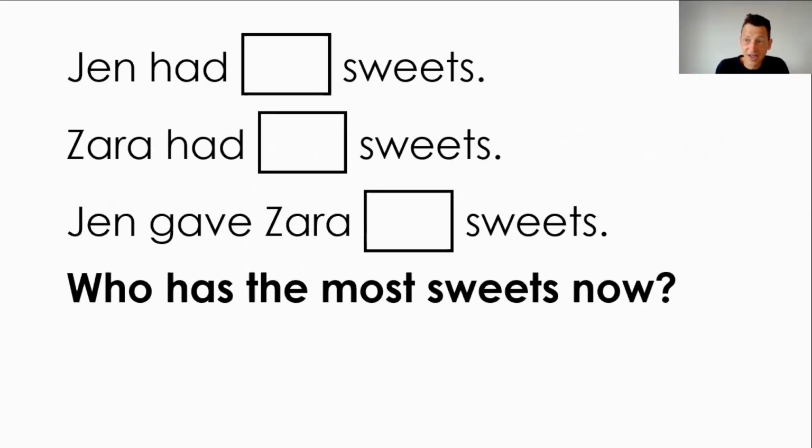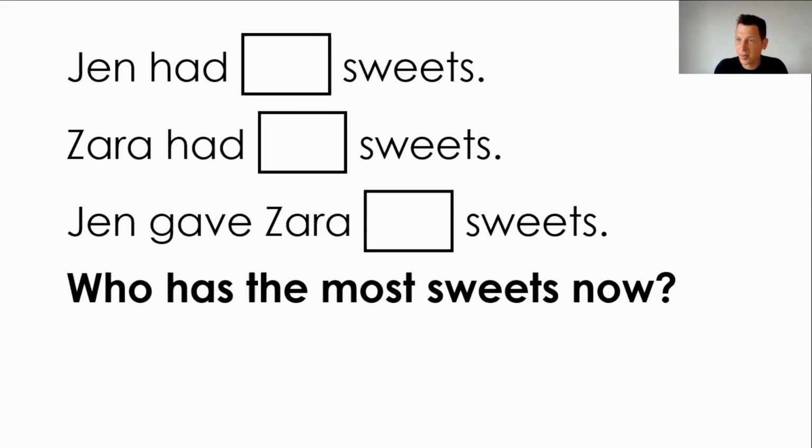Now, my first suggestion would be making the prompt numberless and potentially trying to minimize the processing. So this would be a numberless prompt that children could have. So Jen had a certain number of sweets, Zara had a certain number of sweets, and then Jen gave Zara a certain number of sweets. Who has the most sweets now?